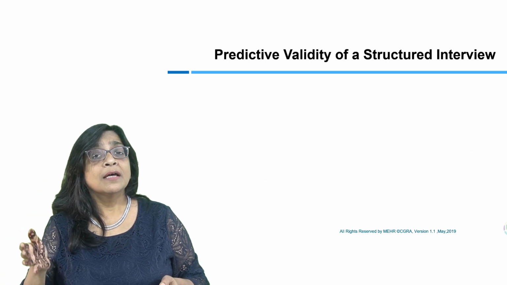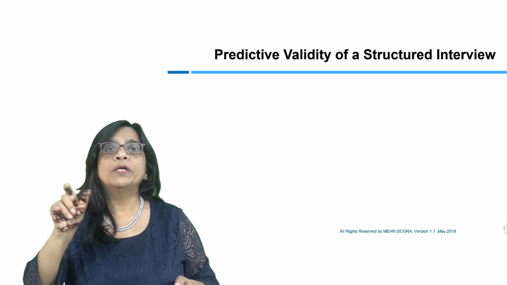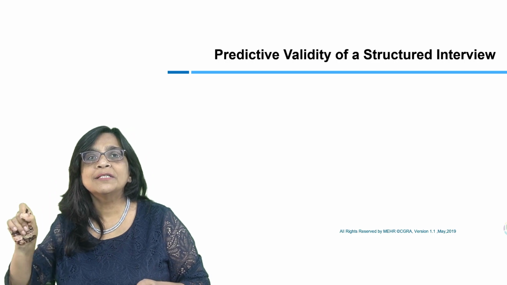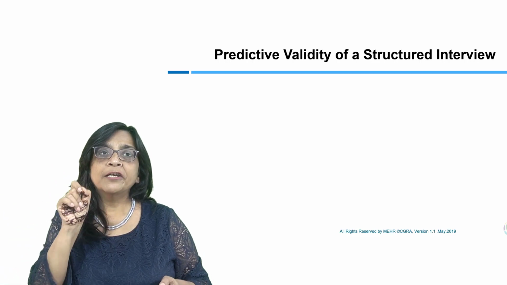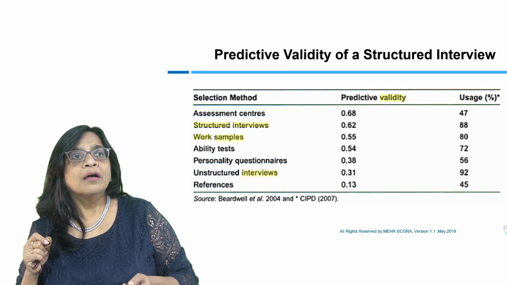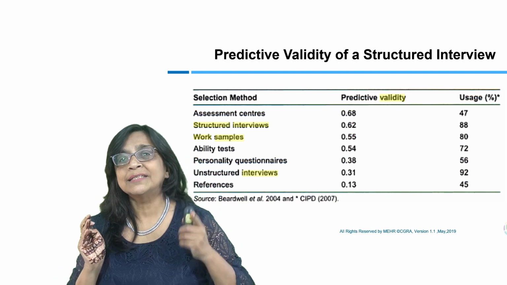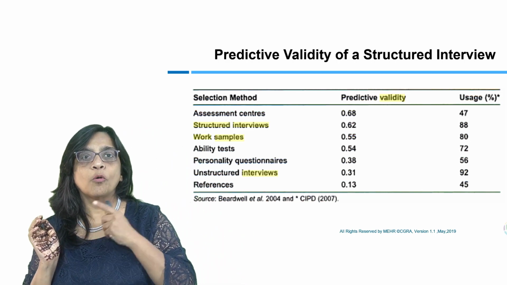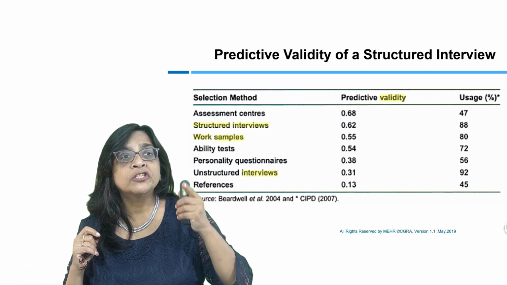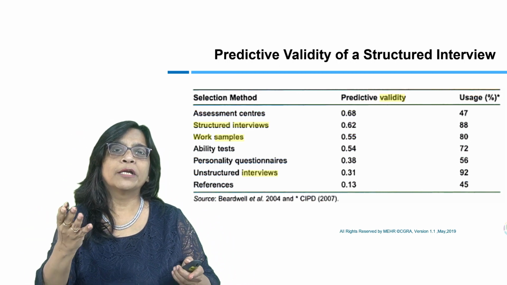Predictive validity means the prediction of the outcome, that this person is going to be a good worker, average worker, fantastic worker. So you're predicting the performance level of a person. So let's look at the predictive validity of a structured interview. Assessment centers use multiple methods. They have the highest success rate in predicting someone's performance, about 85%. Structured interviews are about 80% or so.